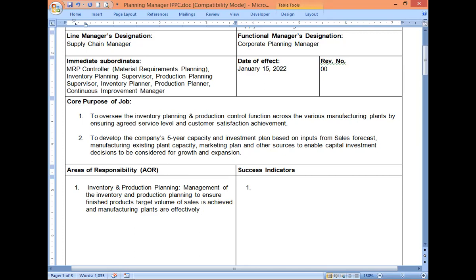Are effectively, what would I say next? Utilized, right? So manufacturing plants are effectively utilized. The problem with an underutilized manufacturing plant is that the fixed costs go up. For example, electricity will be higher, the cost of goods sold, COGS, will go up, or depreciation cost will go up also because of the underutilization of the plant. So the utilization factor should be higher.